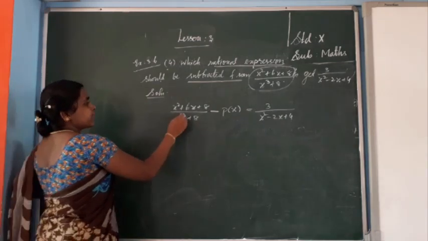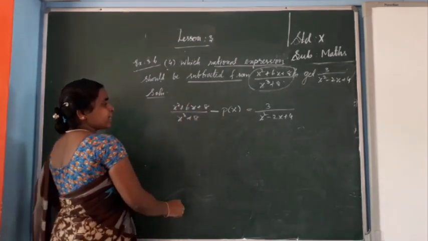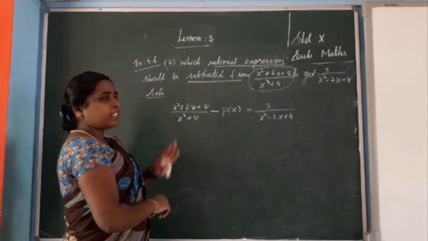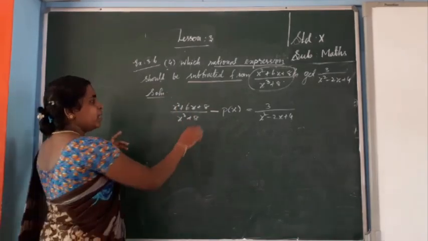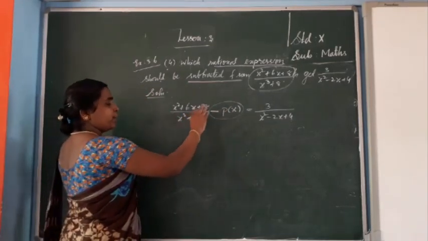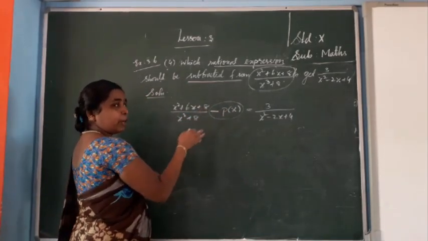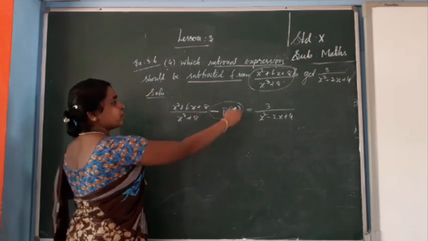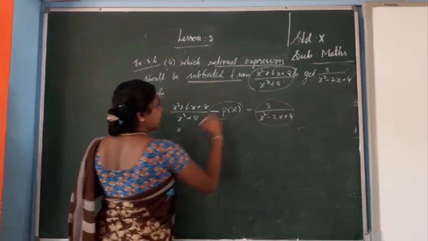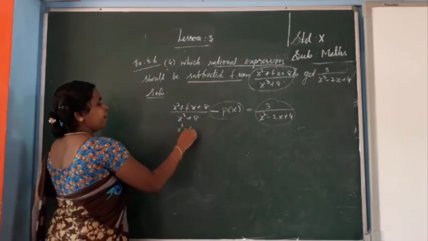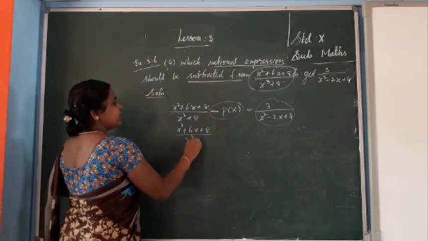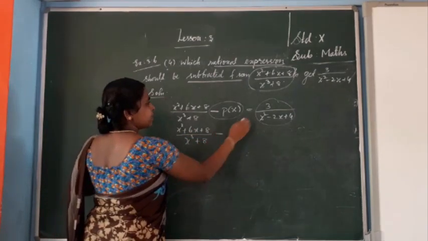So x square plus 6x plus 8 by x cube plus 8 minus p of x equals 3 by x square minus 2x plus 4. You have written the given condition. Now p of x is negative, but actually we need p of x. So if you take minus p of x to the right hand side, it will become positive. Then this term you have to take to the left hand side. So x square plus 6x plus 8 by x cube plus 8, minus.